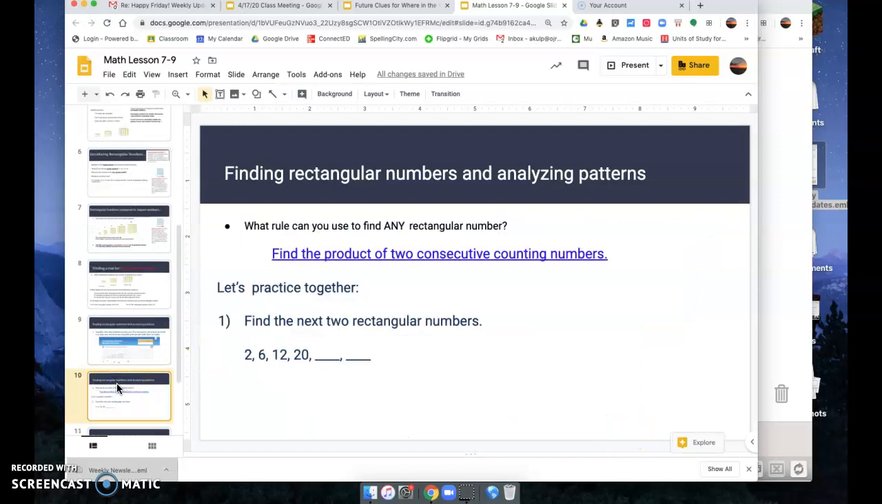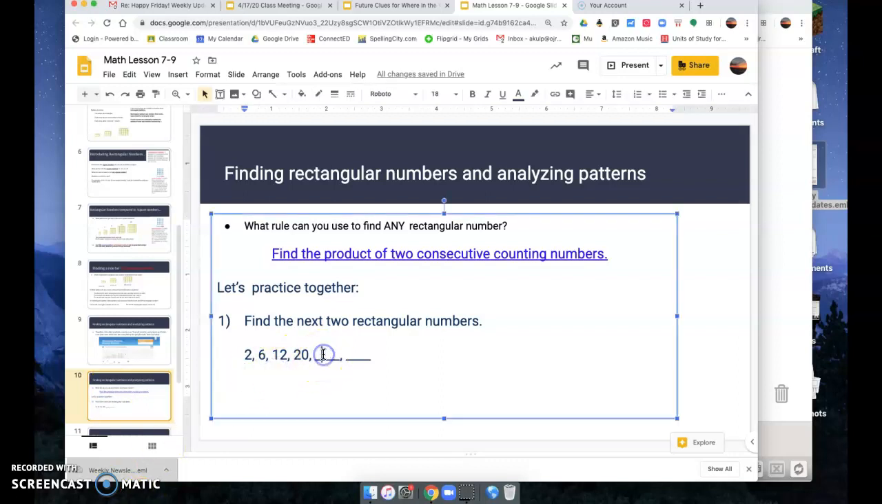What rule can you use to find any rectangular number? Remember, to find any rectangular number, just find the product of 2 consecutive counting numbers. So let's practice together. We need to find the next 2 rectangular numbers. We just found the 5th one on this last page. Again, when you're completing that Google form, realize some of the work from problems before can help you with the next problem.